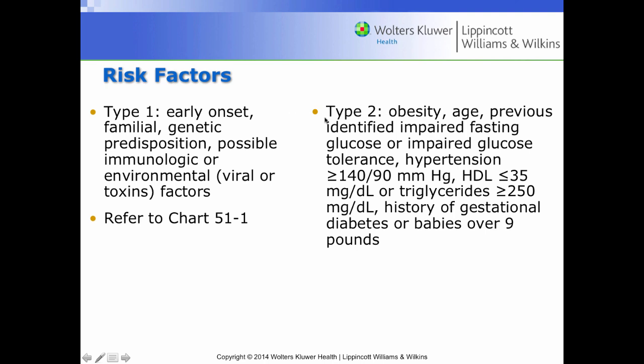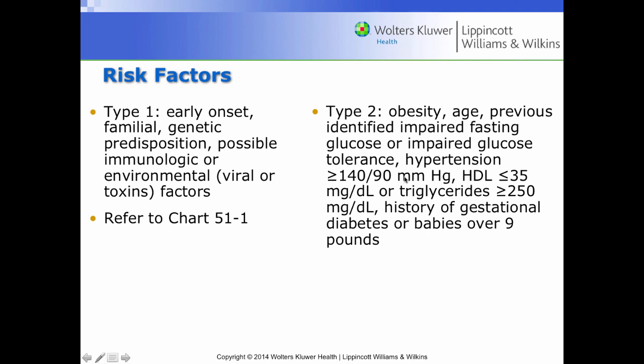With type 2 diabetes, the risk factors are really about things like lifestyle and environment. So obesity is the strongest risk factor. Okay? Age, the older people get, the risk increases. Previous impairment of fasting glucose or impaired glucose tolerance. So any previous abnormal glucose test increases the risk for development of type 2 diabetes.